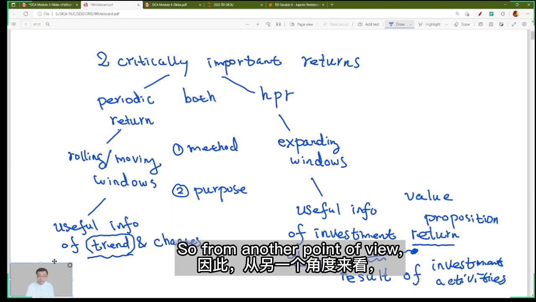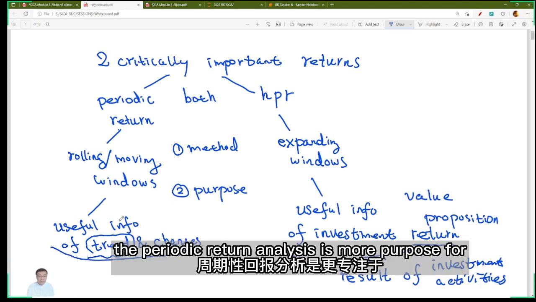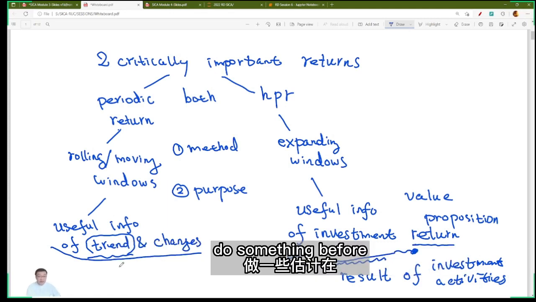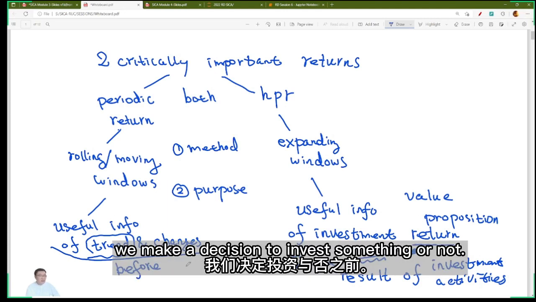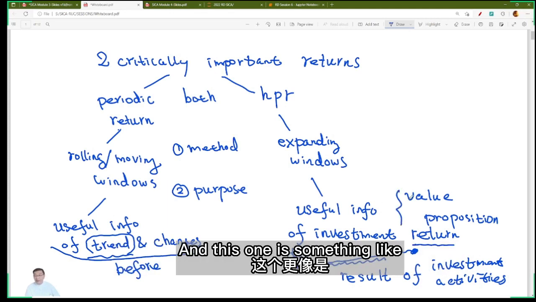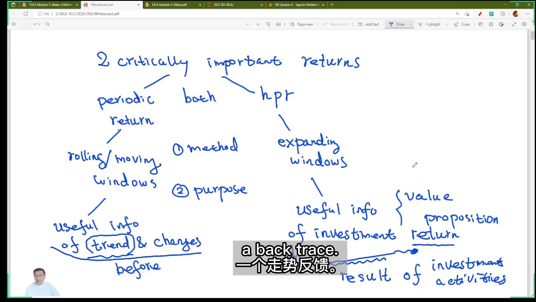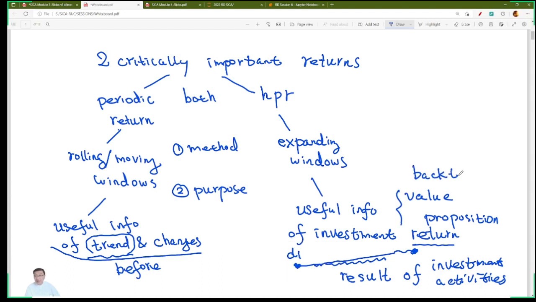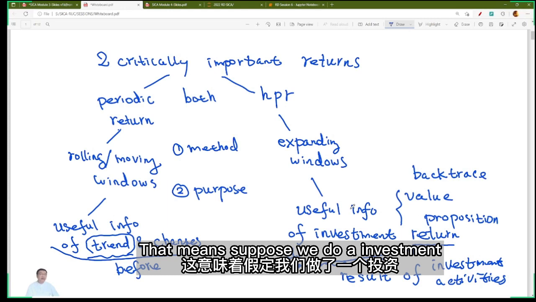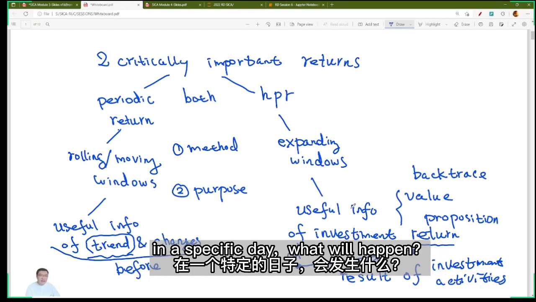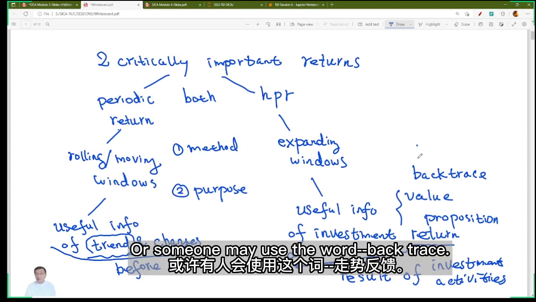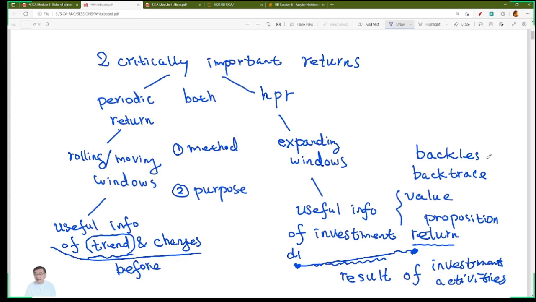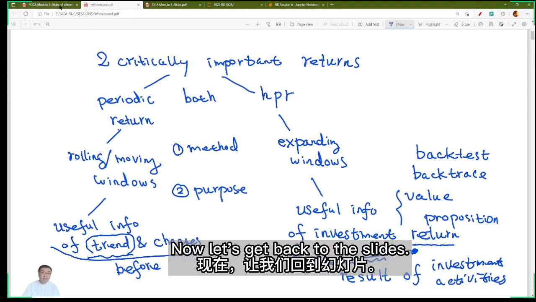From another point of view, the periodic return analysis is more for doing something before we make a decision to invest in something or not. And this one is something like a back trace. That means, suppose we do an investment on a specific day, what will happen? Or someone may use the word back test. Now let's get back to the slides.